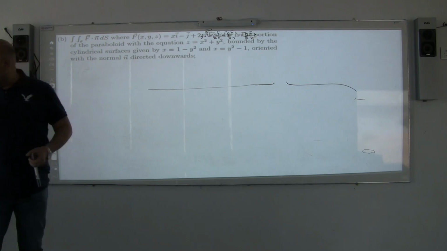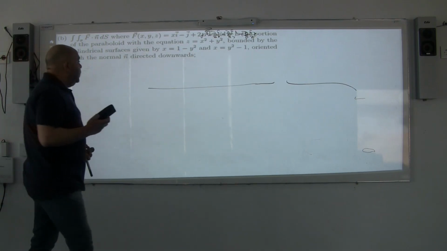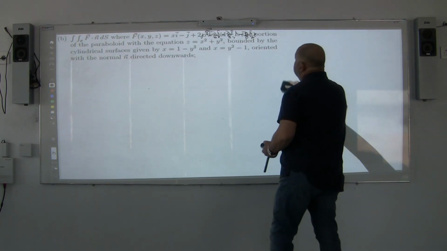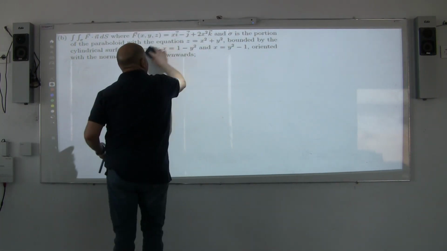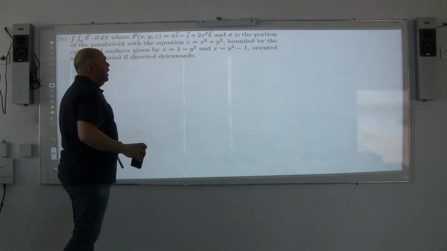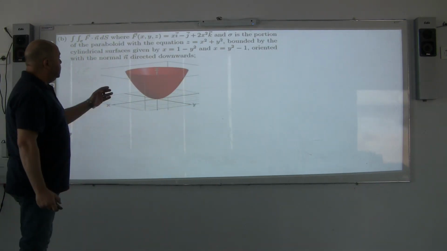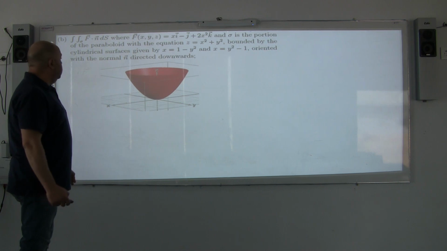For the second problem, it's exactly the same steps. All I have to do, I have F. I will need to get the n vector. That's the equation of a paraboloid also.